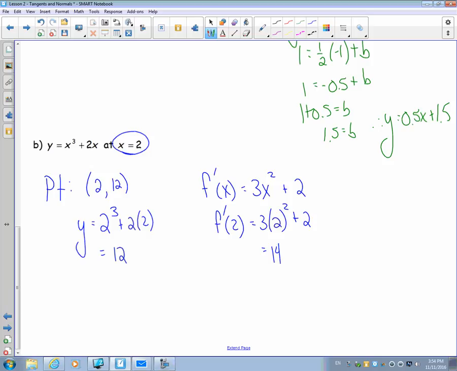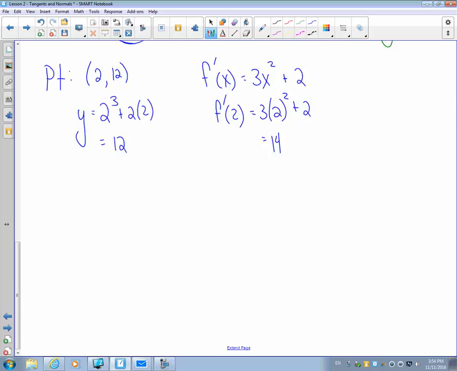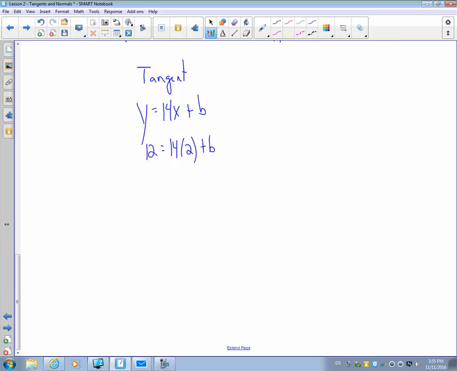Here's my two pieces of information. Let's build ourselves a tangent. A tangent has a slope of 14, and it goes through the point 2, 12. So 2 for x, 12 for y, solve for b. So 12 equals 28 plus b. 12 minus 28 equals b. Negative 16 is b. Our equation is 14x minus 16.